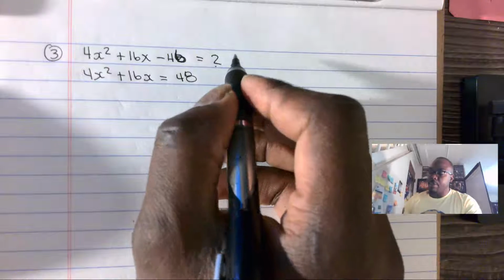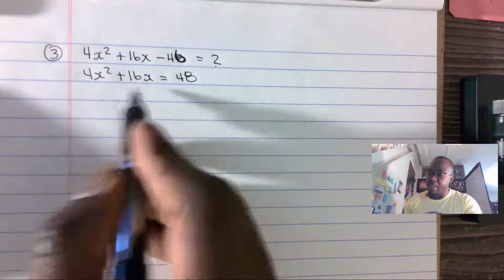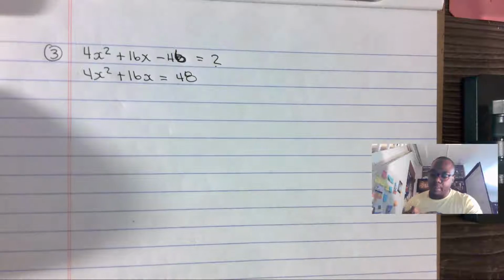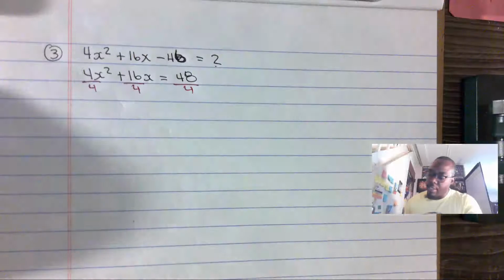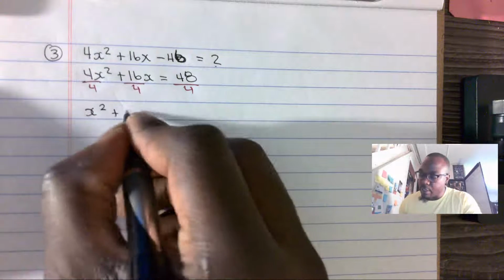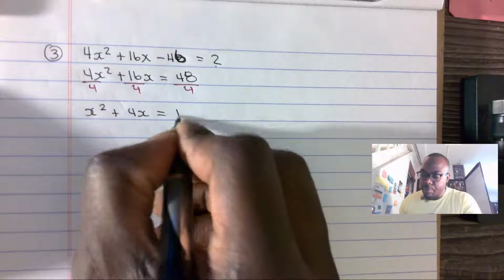But because the coefficient here is not 1, I'm going to divide each term by negative 4. I'm going to divide by 4, not negative 4, sorry. Divide each term by 4. So here, what do I get? I get x squared plus 4x is equal to 12.